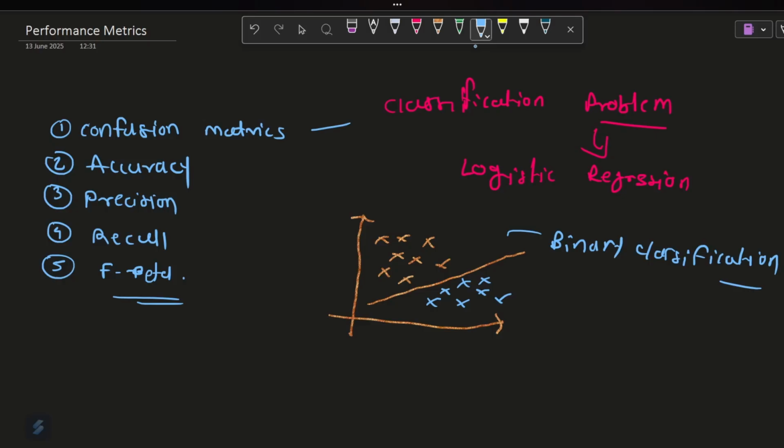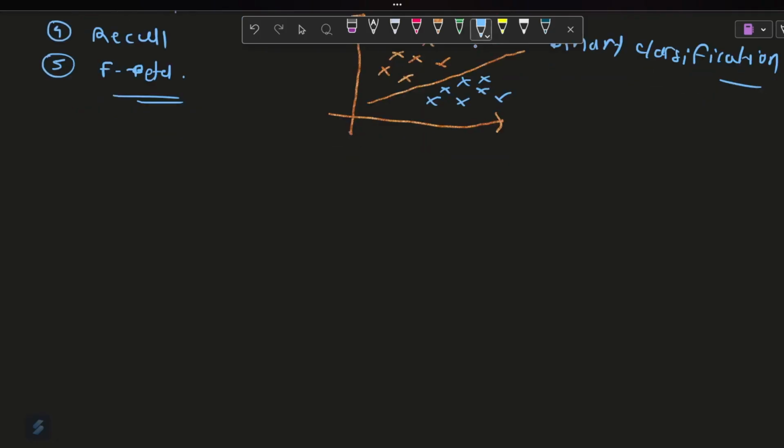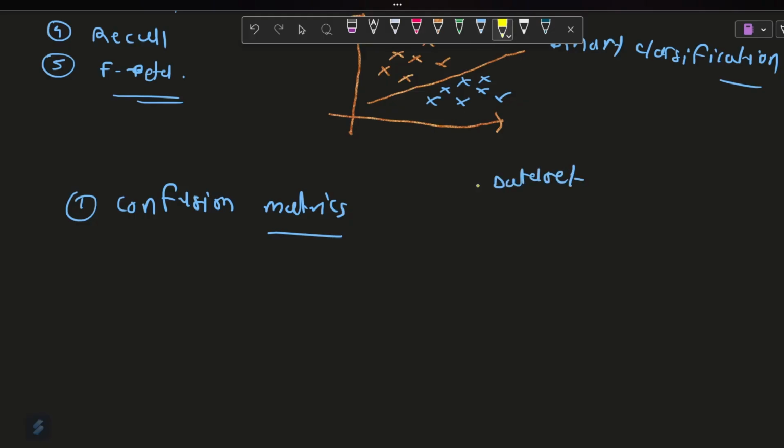What is the confusion matrix? What is the accuracy, precision, recall, F-beta score? All these concepts we will learn in this one video. Okay. So first we are going with what is a confusion matrix. Before understanding the confusion matrix, we draw a data set.